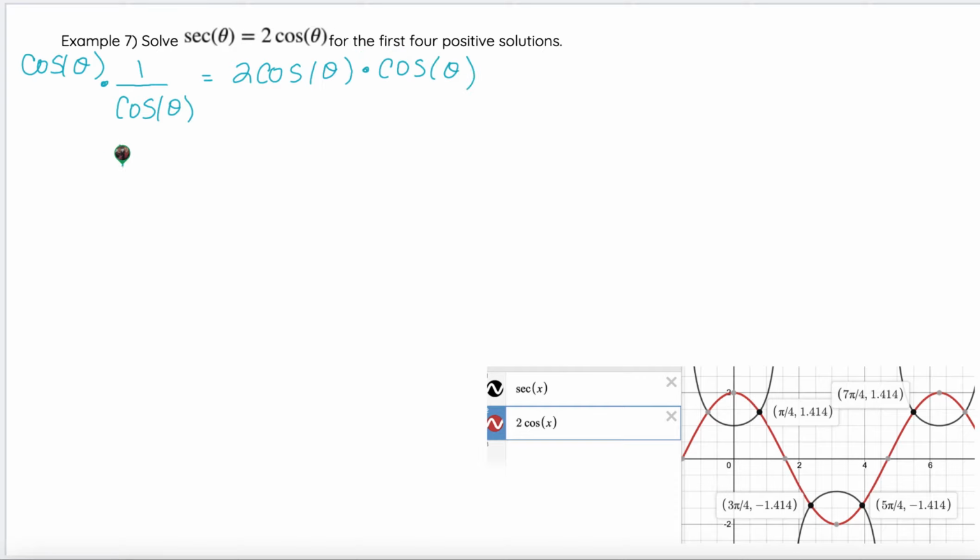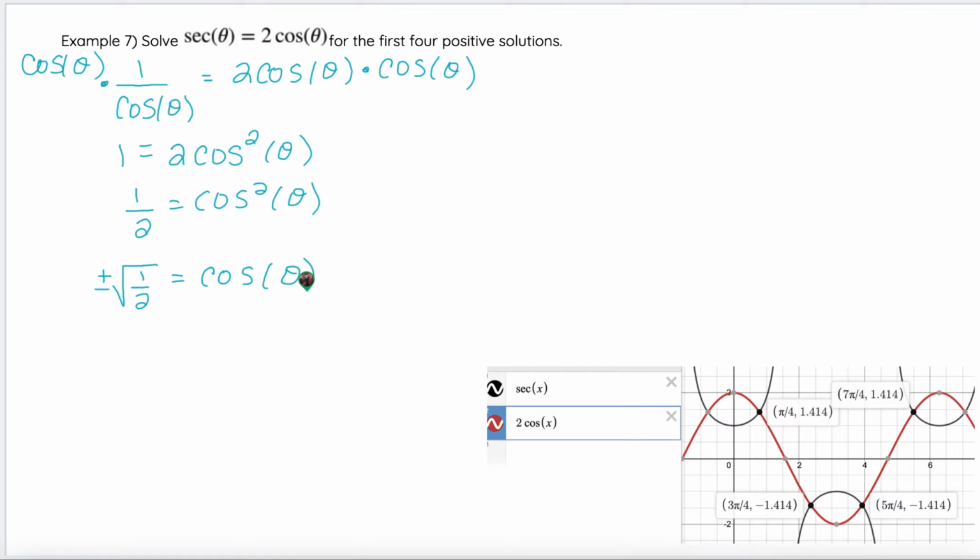I now have 1 minus 2 cosine, 1 equals 2 cosine squared of theta. I can divide by 2, so 1 over 2 is equal to cosine squared of theta. And then take the square root of both sides. I'll have plus or minus is cosine of theta. This gives us plus or minus 1 over the square root of 2.